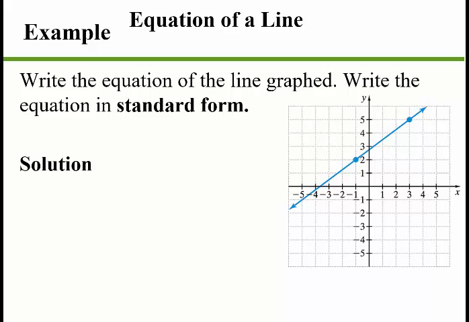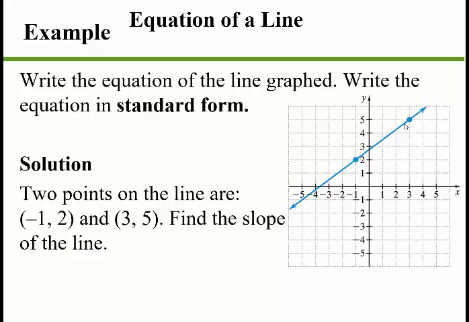All right, let's write the equation of a line. All right, so write the equation of the line graphed here and write the equation in standard form. So what you have to do first, if you're just given a line, is you have to pick 2 points on the line. So I'll pick this point and this point here. So the 2 points are -1, 2, and the point 3, 5.